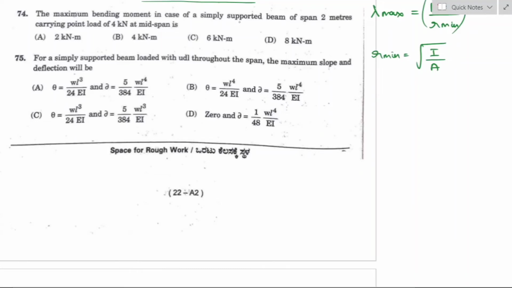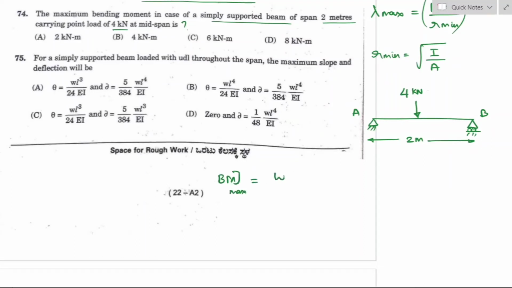Question number 74. The maximum bending moment in case of a simply supported beam of span 2 meters carrying a point load of 4 kN at midspan is. So let's consider a simply supported beam of span length 2 meter subjected to a central concentrated point load of 4 kN intensity. Its maximum bending moment at midspan will be WL by 4. W is the intensity of load, that is 4 kN, and L is the length of the simply supported beam, 2 meter, divided by 4. On calculating this, the maximum bending moment will be 2 kN meter. So option A is the right answer.